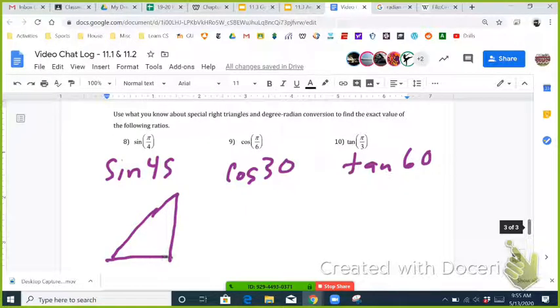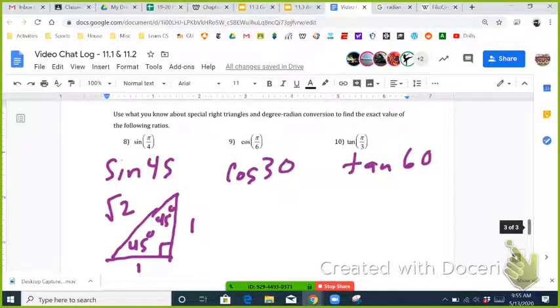So for the first one, I'll do a 45, 45, 90 triangle. All right, and I'll make the legs 1. I know they're equal because it's isosceles, and then the hypotenuse would have to be the square root of 2 because, you know, Pythagorean theorem.